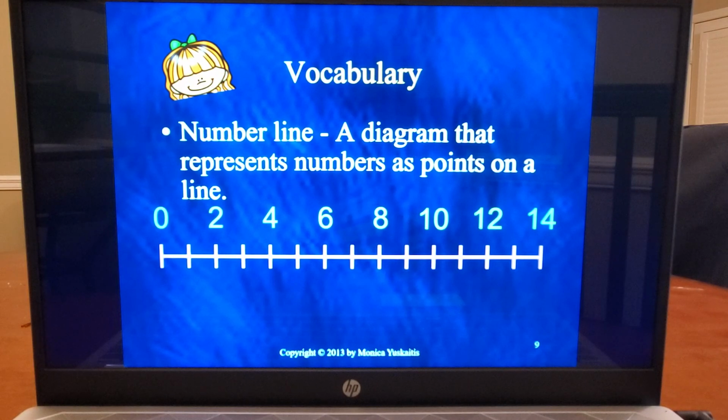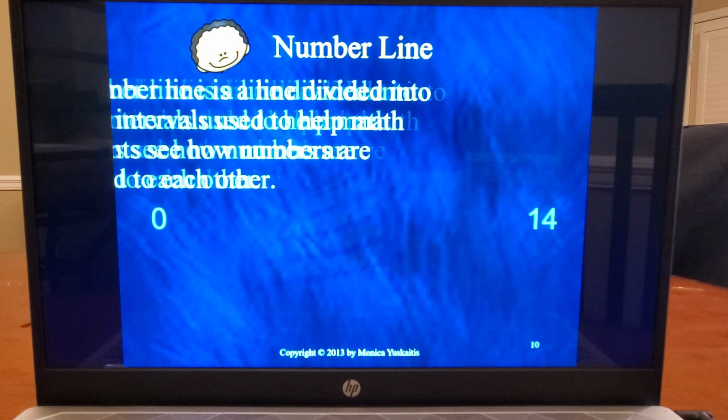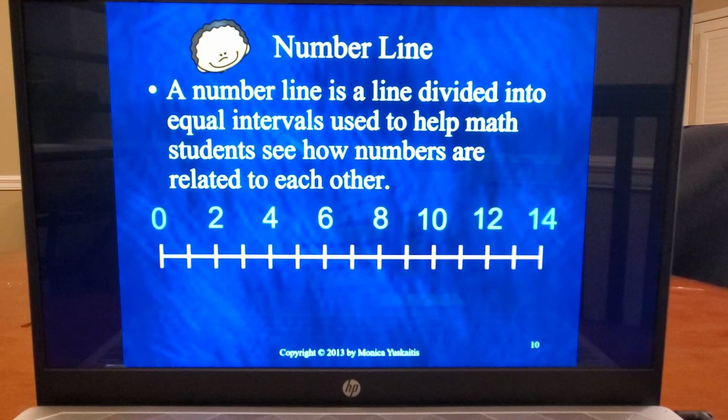Okay, so now let's talk about a number line. From the time you were in kindergarten or first grade, you've seen number lines and you've practiced counting on number lines. This number line is skipping a line between each number. So it's skip counting here. We have 0, 2, 4, 6, 8, 10, 12, 14. A number line is a line divided into equal intervals or parts used to help math students see how numbers are related to each other.